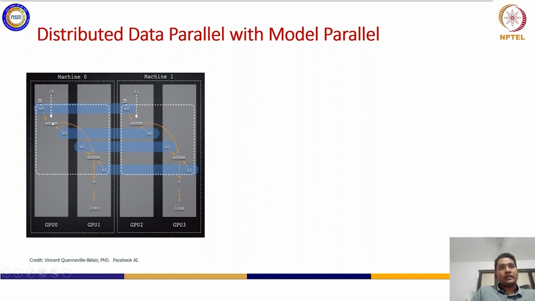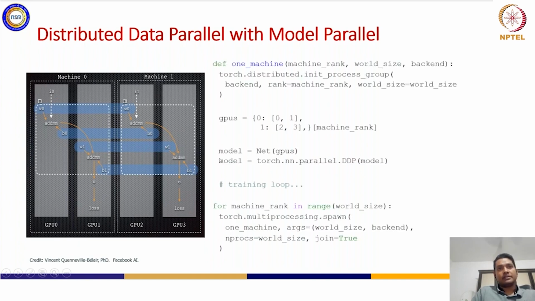Now, when you are trying to define this, let's say you have GPUs in node 0 and node 1; in node 0 you have GPUs 0 and 1, and in node 1 GPUs 2 and 3, with this machine rank. Now you have converted your model into this parallel, and this is the training loop which will run. Okay.